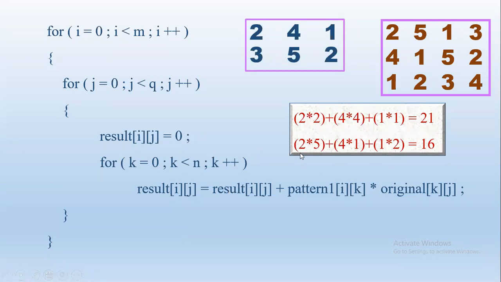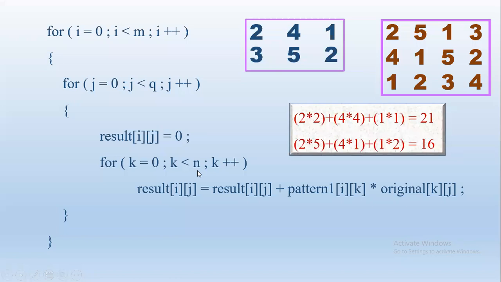Similarly, when K increments, we will get these values. I and J also increment step by step with the required values. Note that M and Q is the order of this resultant matrix while giving the condition. So I less than M, number of rows in the resultant matrix is M. Number of columns is Q, so J less than Q. This is for the columns in the first matrix, so K less than N. So these conditions depend on the number of rows and columns we have.